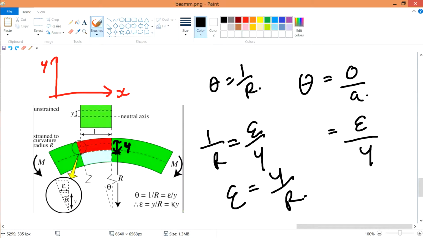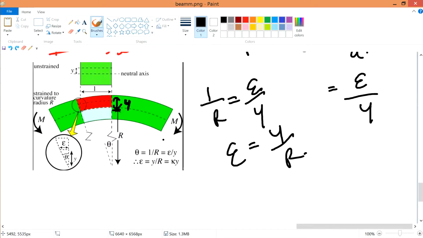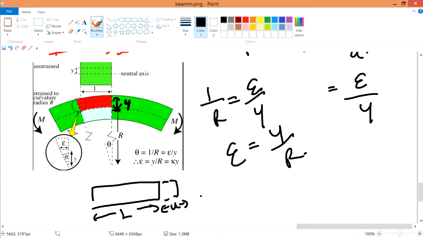As you can see, it's quite intuitive already, right? If you look at a bar, this is the original length, and you have a certain displacement u, which is like this. So in this case, your strain is equal to u over your original length l.